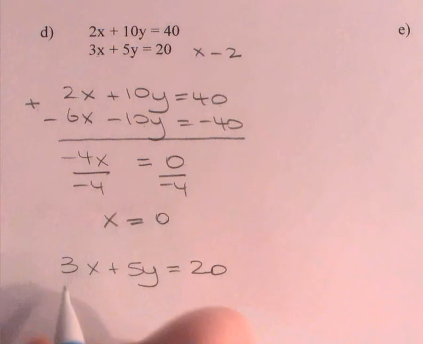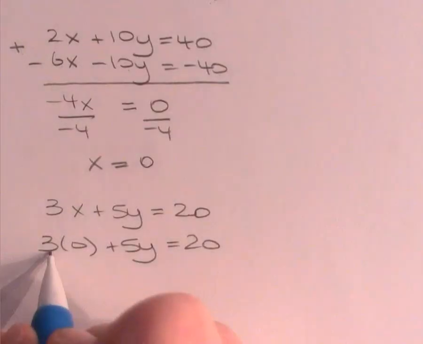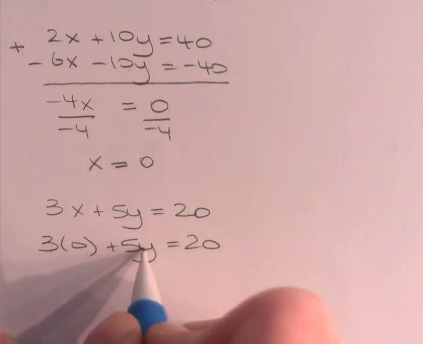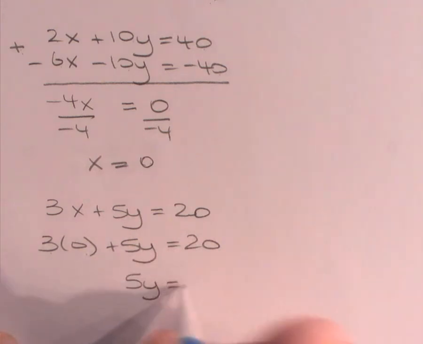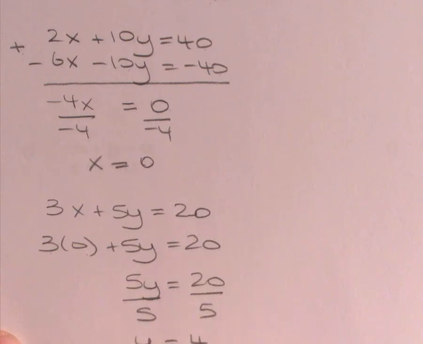And I'm going to replace x with 0. Three times 0 is just 0, so I don't need to worry about that. So I'm left with 5y is equal to 20. And divide both sides by 5, and y is equal to 4. So I can say, therefore, the POI is 0, 4.